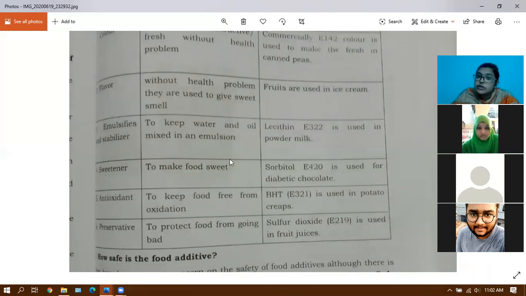What is an emulsion? Emulsion is one kind of process. It may be two types: water in oil or oil in water. Like lecithin E322 is used in powder milk. Sweetener, antioxidant, preservative, these are food additives.